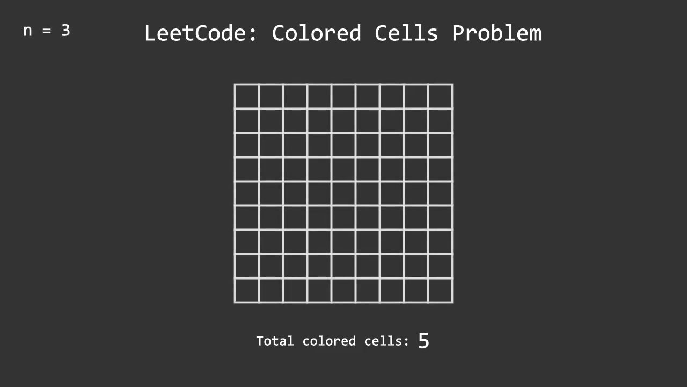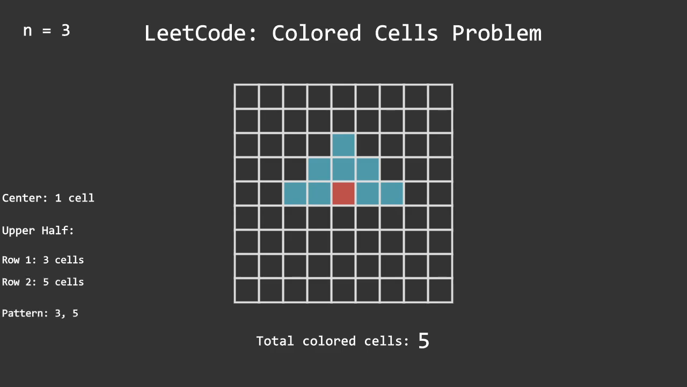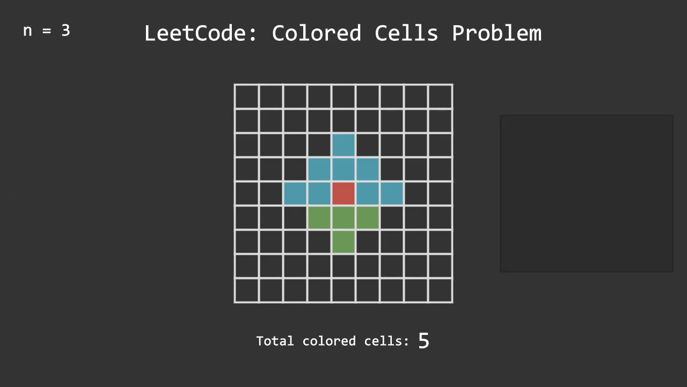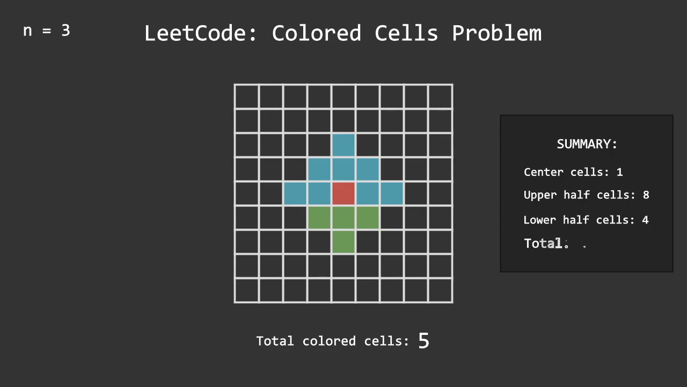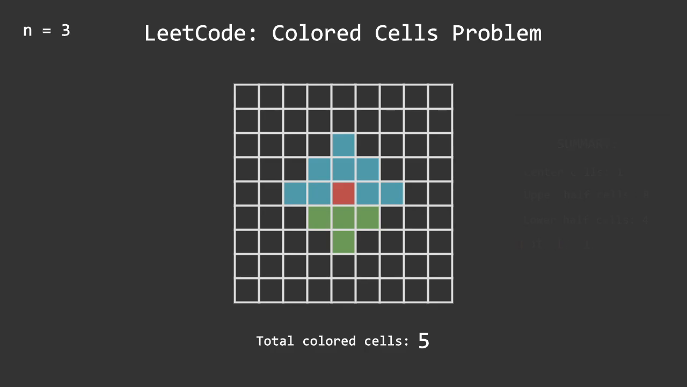In the next iteration, for n equal to 3, what we can see is that, again, we have a center cell, and upper half cells with rows 1, 2, and 3. The pattern is 3, 5. Now, for the lower half, we can see that row 1 is 1 cell and row 2 is 3 cells. So the pattern is 1, 3. So when you write the eventual sum, the center cell is 1, the upper half cell is 3 plus 5, and the lower half cell is 1 plus 3. So the total sum will be 13. Now let's keep on expanding.